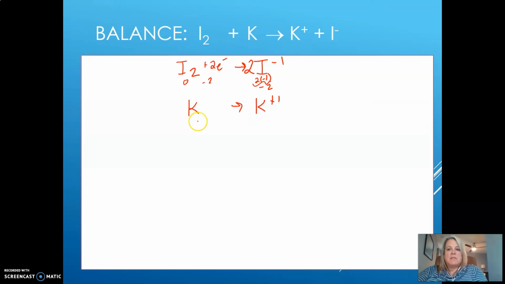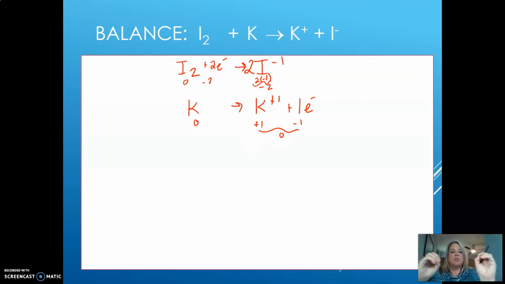For potassium, this charge is 0, and there's only 1 plus 1 here. So this is the more positive side. So we're going to add 1 electron here, right? That's like subtracting 1. So that side is 0 now as well. So now both sides have the same charge in both half reactions.